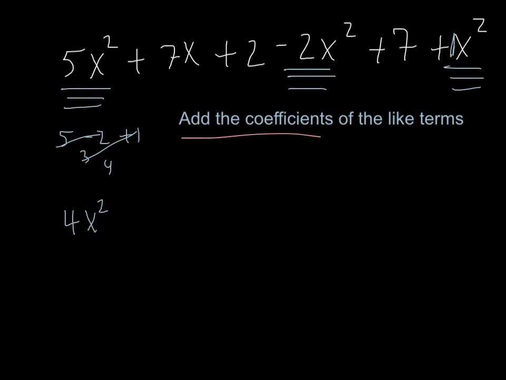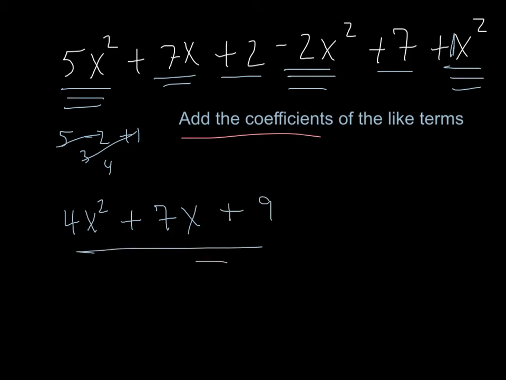Okay, onward and upward. We had the 7x, and we said that that was the only one there, so plus 7x. I guess maybe we didn't say it. I'm just talking to you. The last terms that we have that are common, or like terms, are the 2 and the 7. And so we're just going to add them together to get positive 9. And here's our sort of simplified expression.